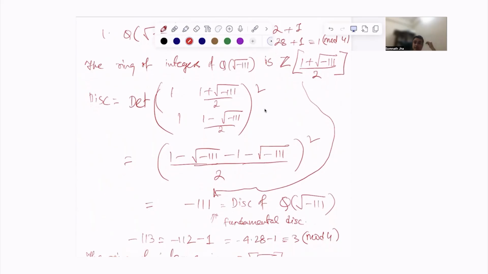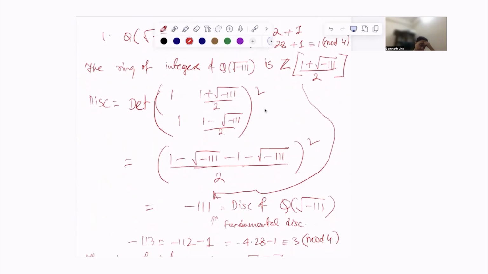Next case, you have minus 13 is minus 12 minus 1. So again, this is minus 4 into 3 minus 1.